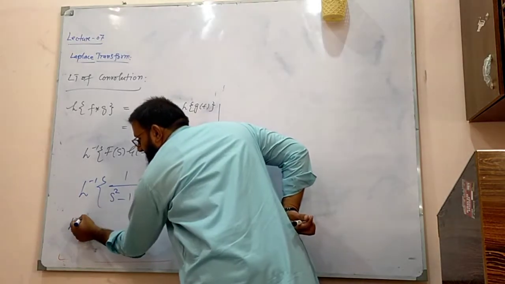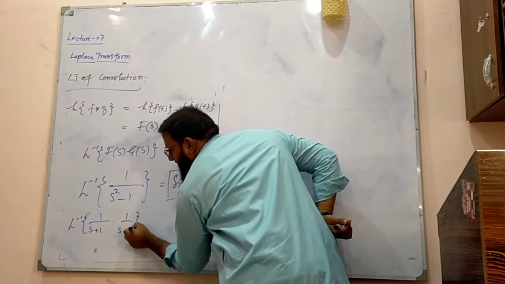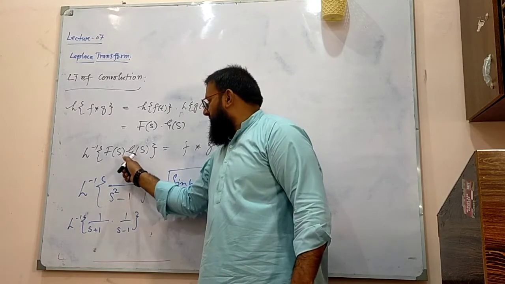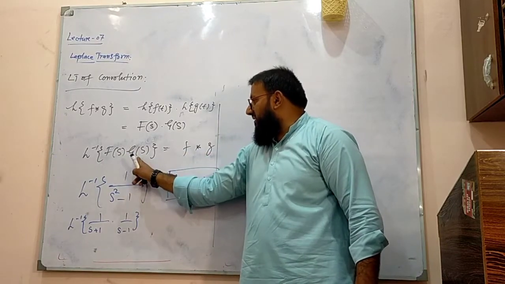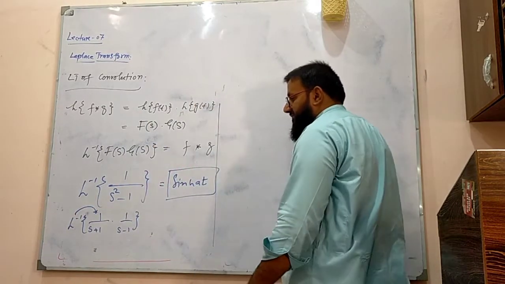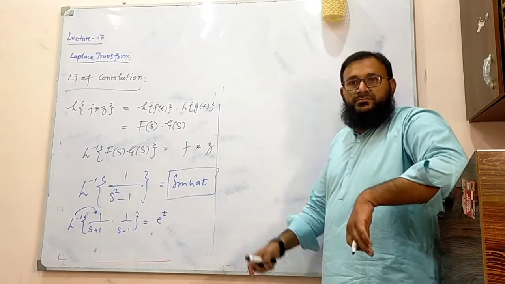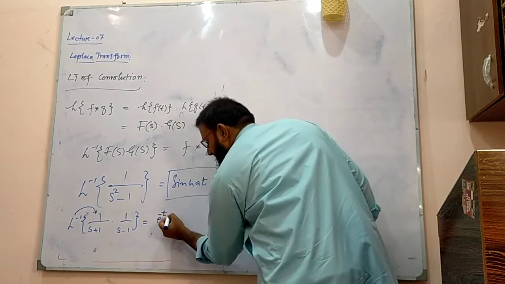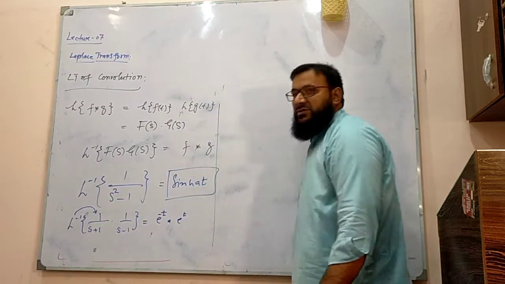So I can write this as 1 over s plus 1 times 1 over s minus 1. This is my F of s and this is my G of s. Now I will find the Laplace inverse of these two separately and take their convolution. What is the inverse Laplace transform of the first function? It's e power minus t. And this is e power t. Now I am taking their convolution and that's the inverse Laplace transform.